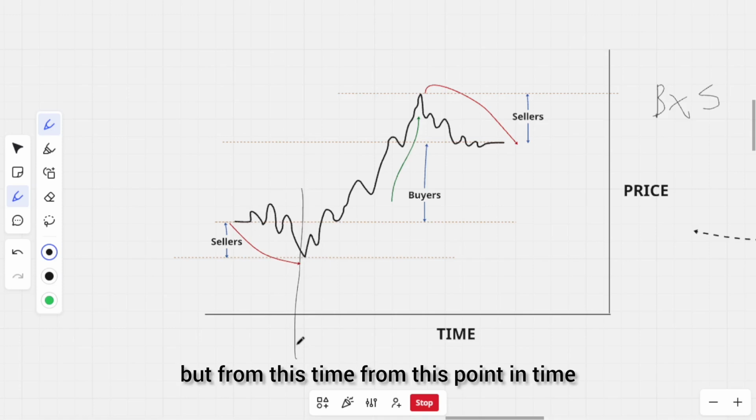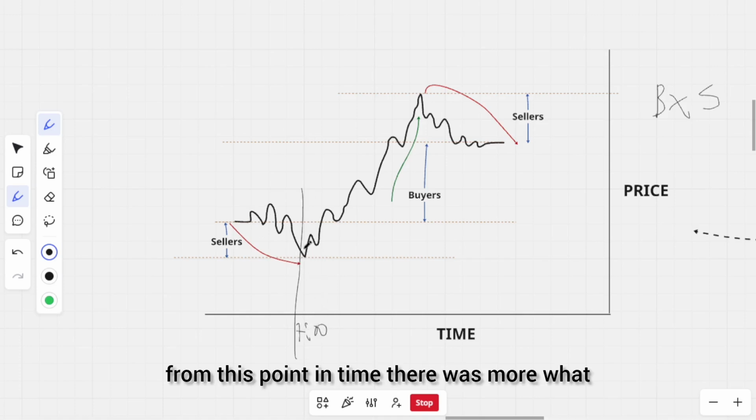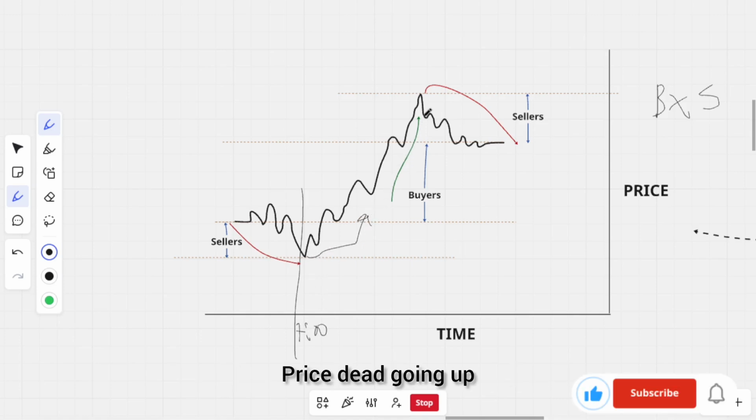But from this point in time, this could be 7.00. From this point in time, there was more what? Demand than there was supply. So what? Price started going up.